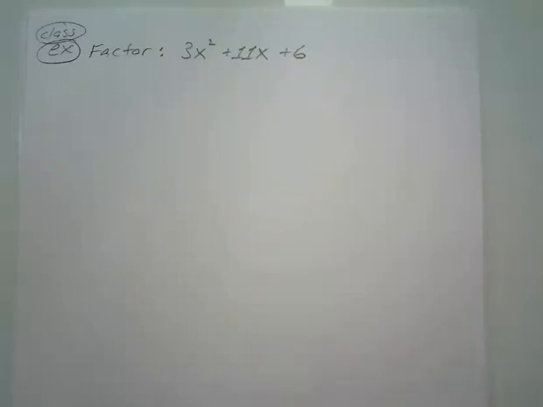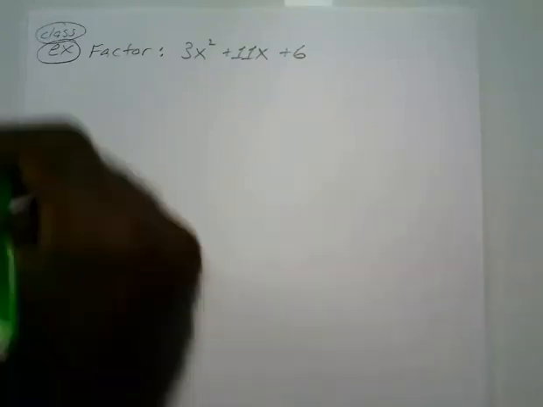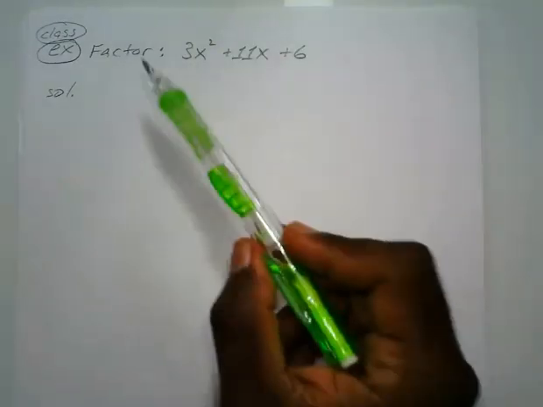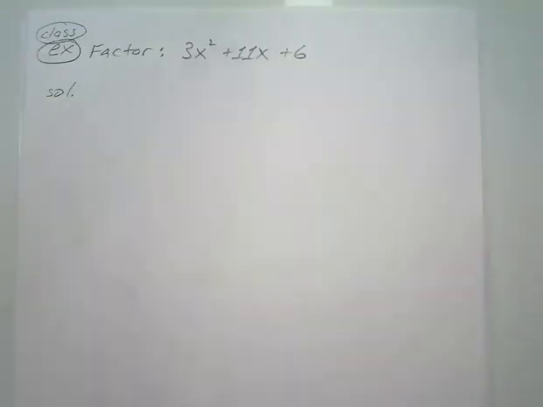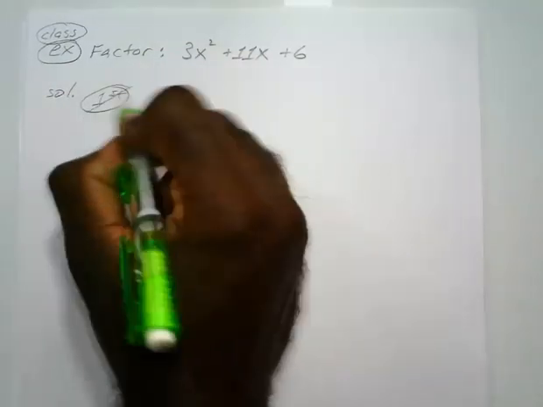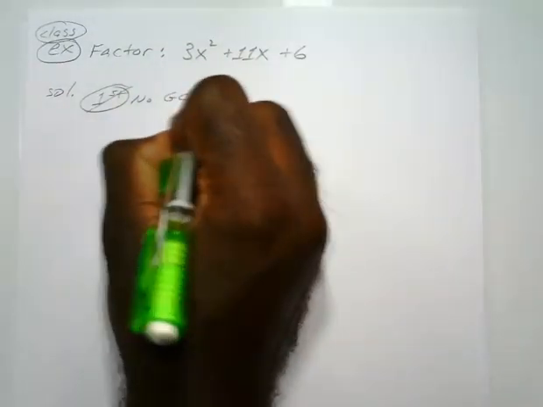Okay, so hopefully you're all done. We're going to go ahead and solve this one. So 3, 11, and 6, you don't have anything in common that you can factor out. So your first step there, you can skip that because there's no greatest common factor.